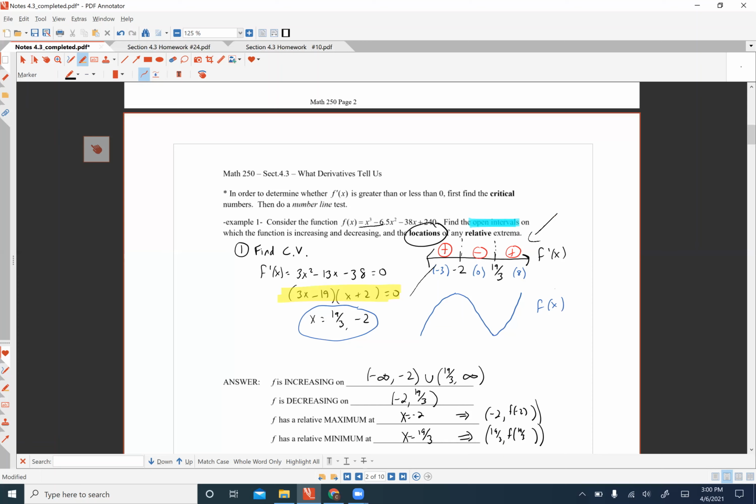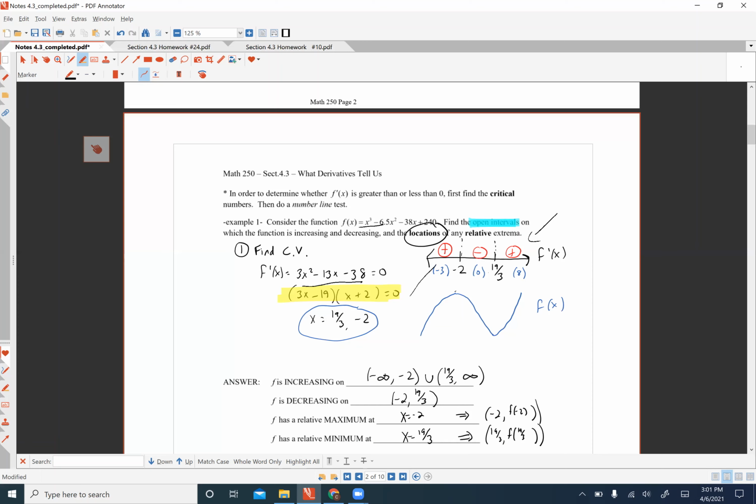All you have to do, and this is the great thing, is evaluate the derivative at one point in that interval. If you plug -3 into the derivative function, 3x squared minus 13x minus 38, you're going to get a positive value. Now let's say you plug in 0, a number in between -2 and 19/3. f prime of 0 is -38. That means the derivative function is negative everywhere between -2 and 19/3.